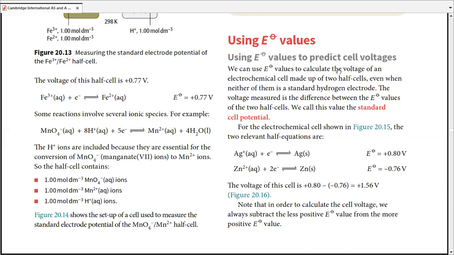Using E0 values to predict cell voltages. So we are going to connect two of the cells together without connecting them to the standard hydrogen electrode, then calculating what would happen to those cells.